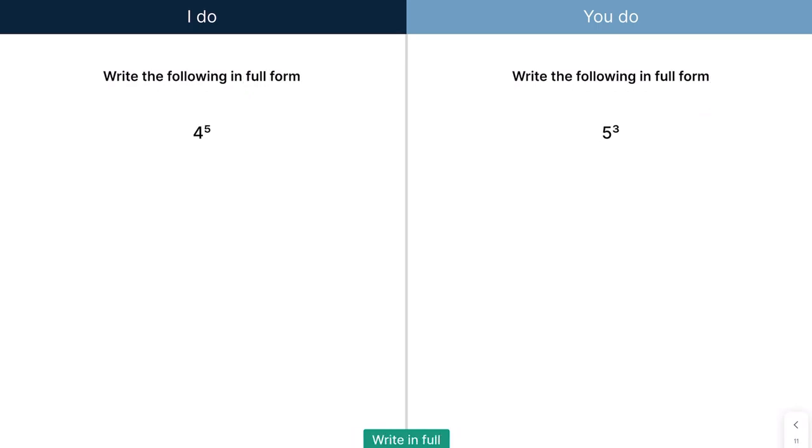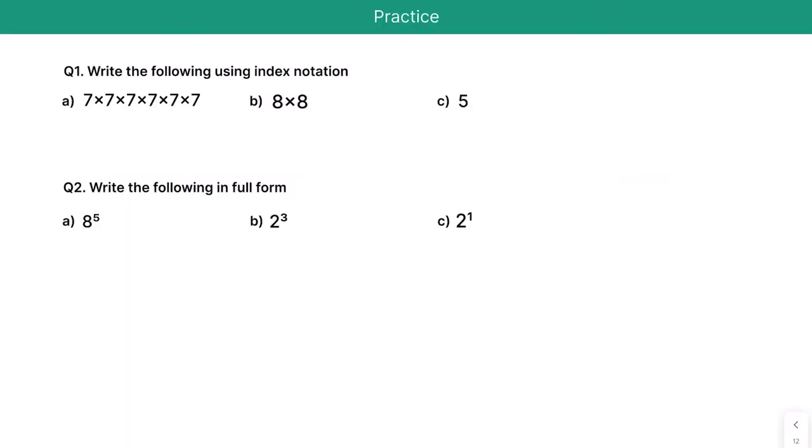Now moving on, this is saying write the following in full form. So now we're just working backwards. So we know there's going to be 5 of these. 3, 4, 5. So that is the answer there. And again, hopefully you've pressed pause and had a go at this. And that would be that. So here's some practice questions for you to have a go at. Press pause and have a go.